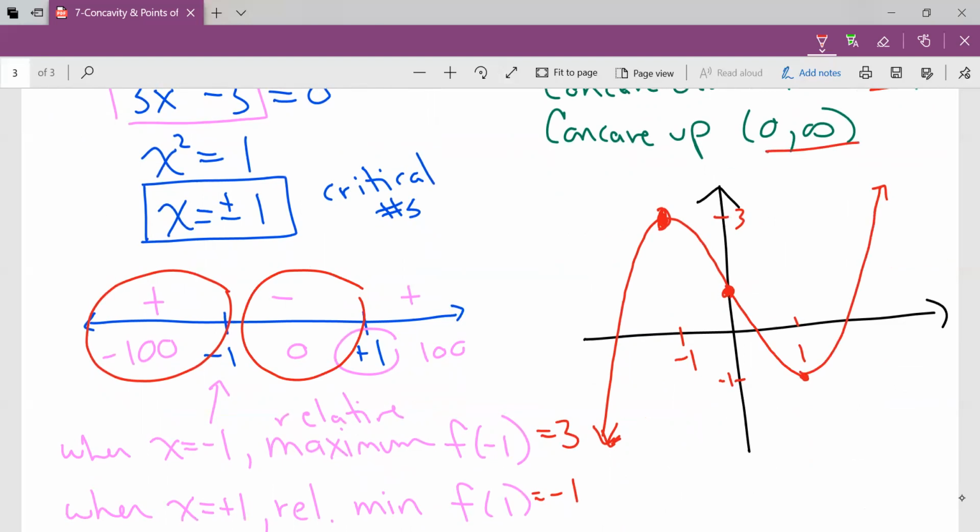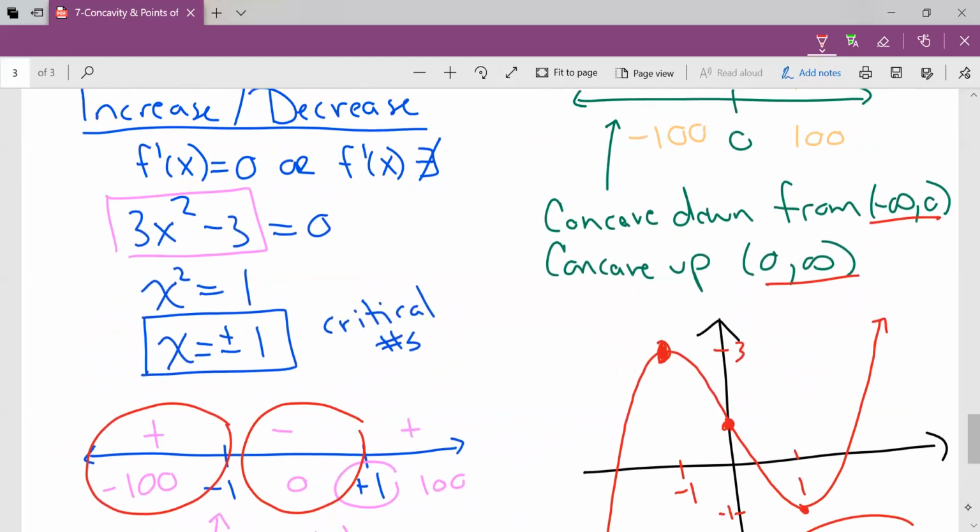And there it is. Look at that, friends. That is almost precisely what that graph looks like. The only thing we're missing are our x-intercepts. Guess what? We know how to find x-intercepts. So we're almost there, friends. We're almost at the point where we can curve sketch an entire graph by hand without using a graphing calculator.